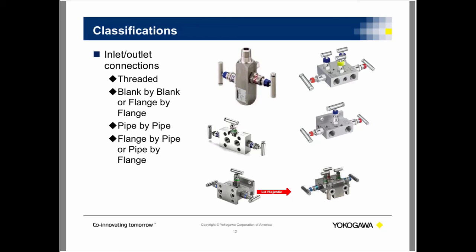Then we'll go to our final one, which is the most popular one, the flange by pipe. It's used for direct coupling of the transmitter to the orifice flange. It allows you to rod out through the manifold and orifice taps. Now remember that rod out feature, very important. It allows you to clean out your manifold.